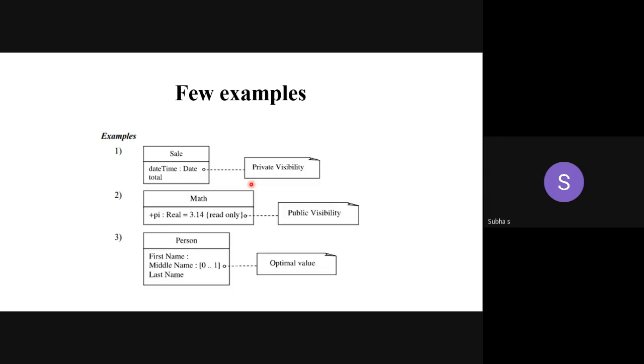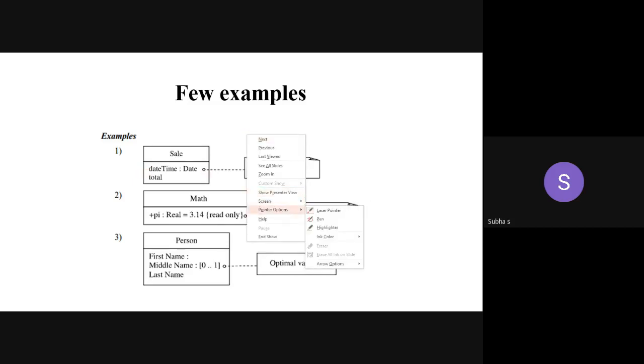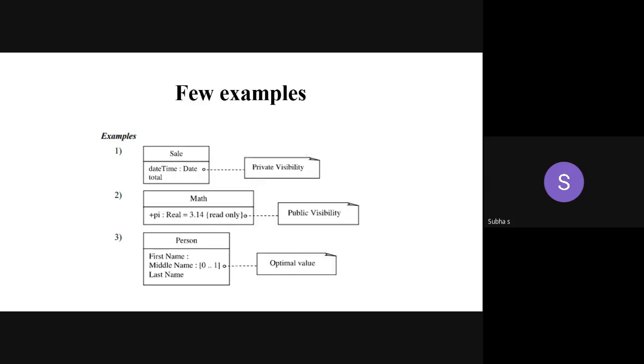Okay. Next, the second one is total. I didn't mention minus, but I have put it in a separate note symbol. This one is a private visibility. Like this also you can give, but to avoid confusion, better give minus here. So you can simply put the minus symbol. Yes, it denotes the private visibility.